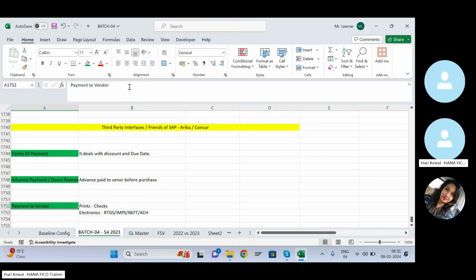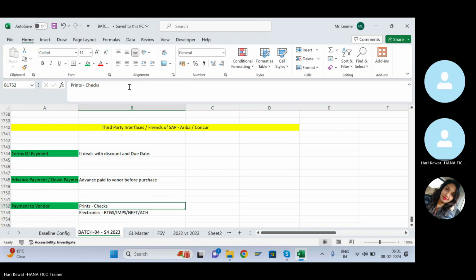Is it clear? So these are the ways you can make the payment to the vendor. Is it clear or not? Yes, Hari. Pallav, is it clear? Yes, sir. No doubt up to here? Yes, sir. Okay.